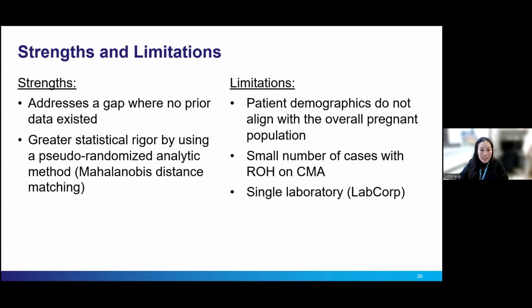As the first study of its kind, this study addresses a gap where no prior data existed and offers early evidence that may influence clinical decision-making. We strengthened the analysis using a pseudo-randomized approach with Mahalanobis distance matching. Key limitations include limited generalizability due to the study population, a small number of ROH cases, and reliance on a single laboratory data source.